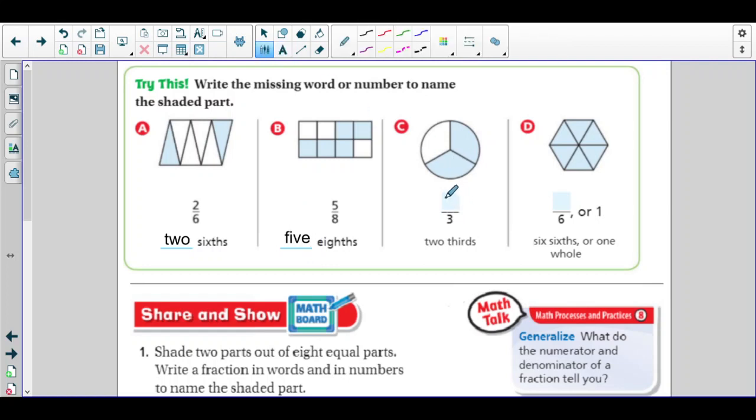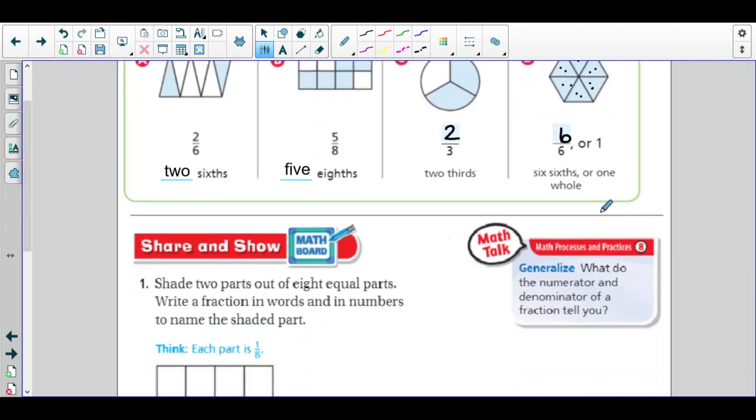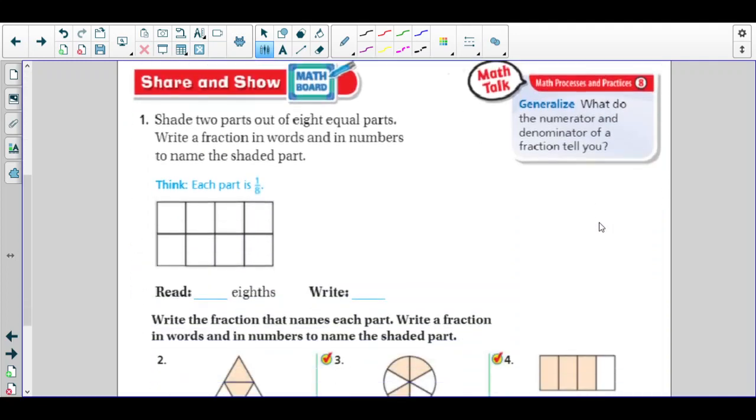Right here, 1, 2, and 3. And 2 of the 3 are shaded. And right here, we've got 1, 2, 3, 4, 5, 6 total pieces. And 1, 2, 3, 4, 5, 6 that are shaded in. So 6/6 or 1 whole. All right. I think you guys are ready to do the show and share portion. So go ahead and pause the video. When you're done, come on back and we'll see how you did.